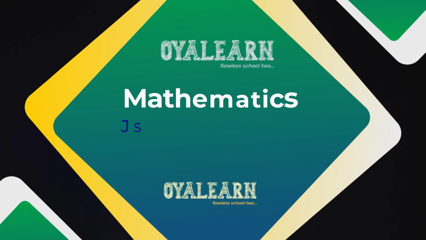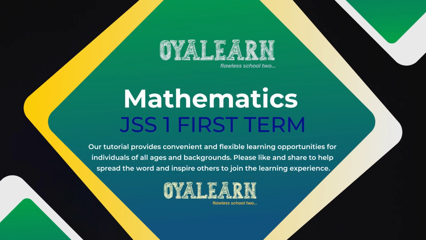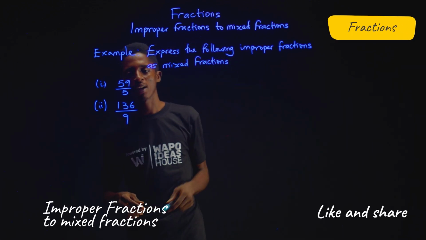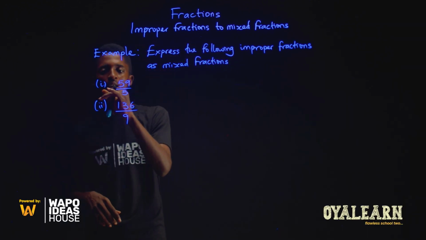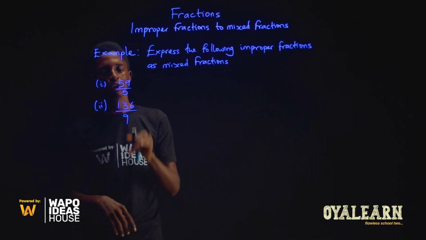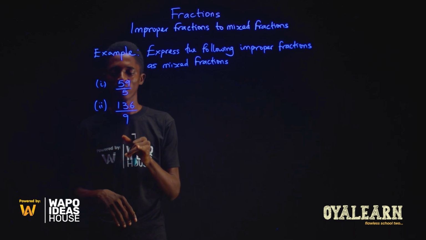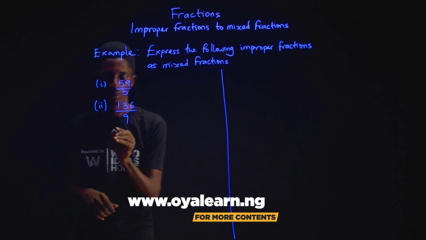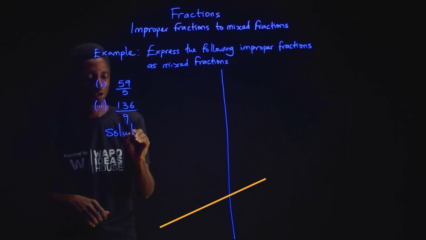Let us now apply what we have learned to express the following improper fractions as mixed fractions. We are working with 1, 59 over 5, and then 2, 136 over 9. Solution.